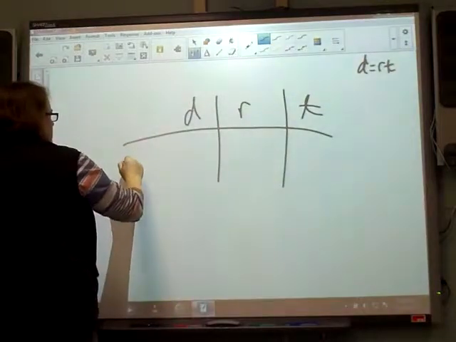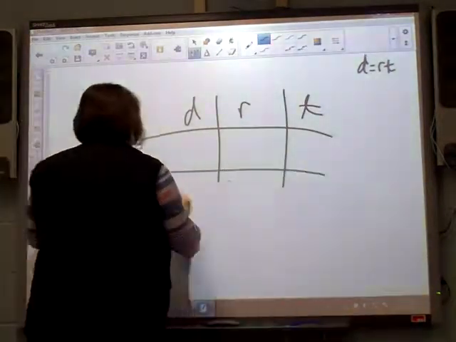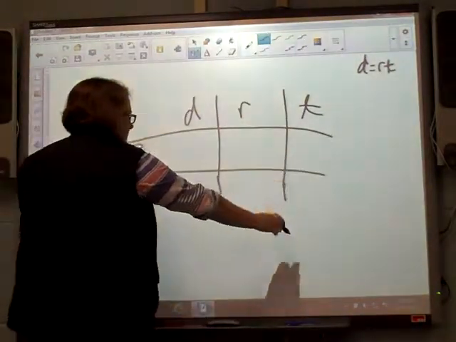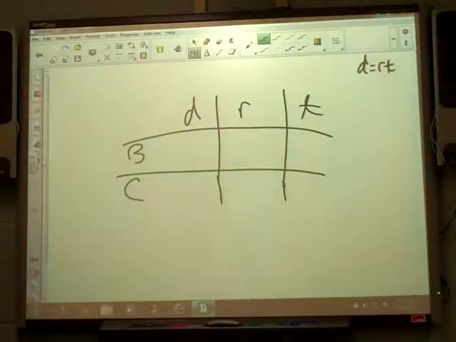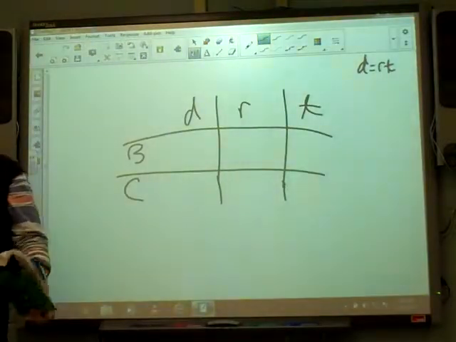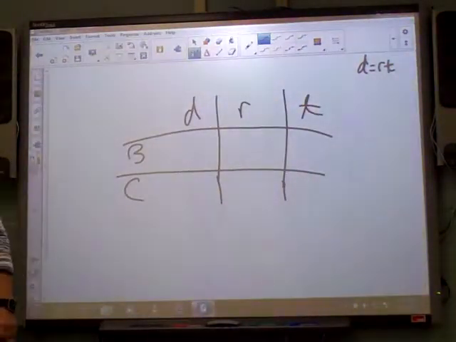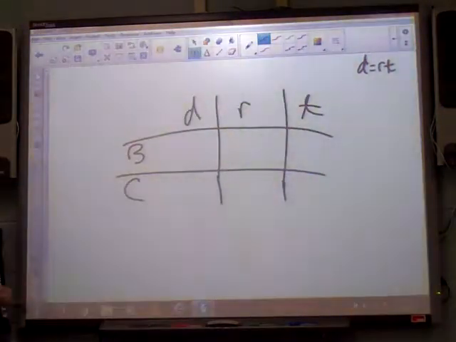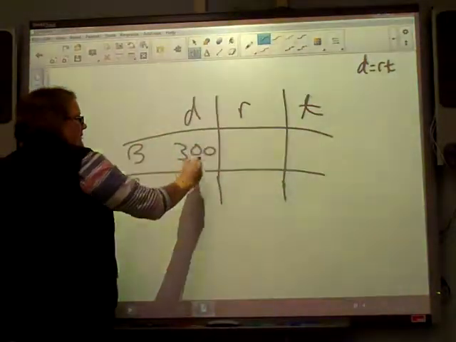Bill and Cheryl. Let's fill in some info. The sidewalk moves at 1 meter per second. Bill saves 50 seconds covering the 300 meter distance. Stop. 300 meter distance. They're both going that far.